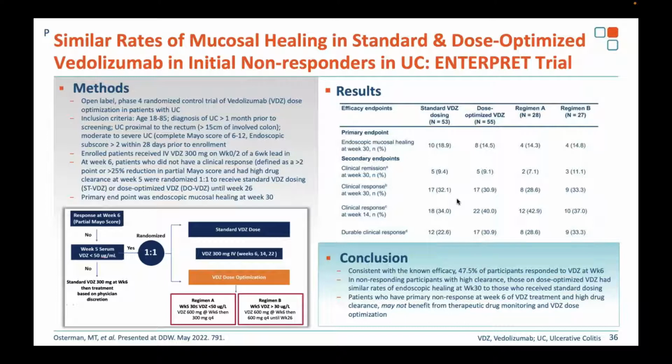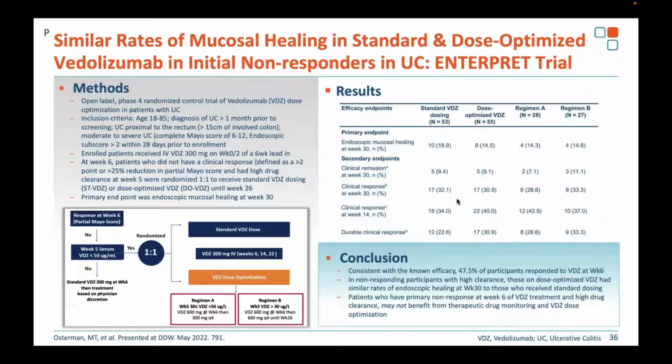So this is a study that looked to see if you were responding or not responding at week 6. If you gave more vedolizumab, how did you do at that point? So it took a cohort of patients who all received standard induction doses of 300 milligrams at week 0 and 2, and then at week 6 they decided if they'd responded or not. Now, if they had responded, then they just carried on. But if they hadn't responded, then they did a drug level. If their drug level was good, they then carried on. If their drug level was less than 50 micrograms per mil, then they were randomized.